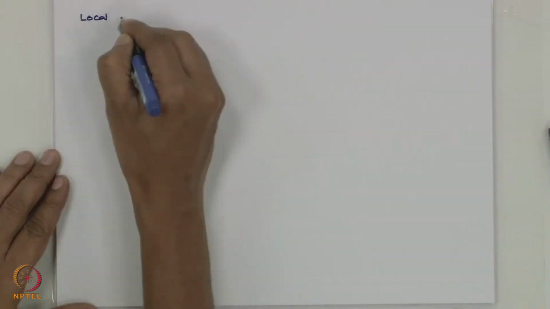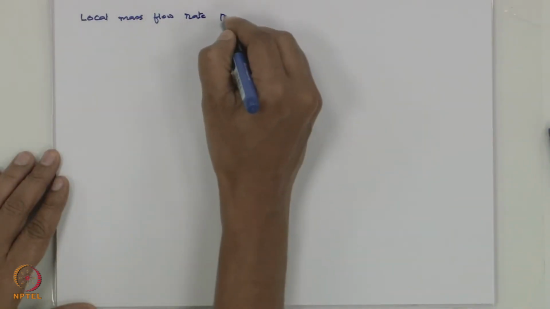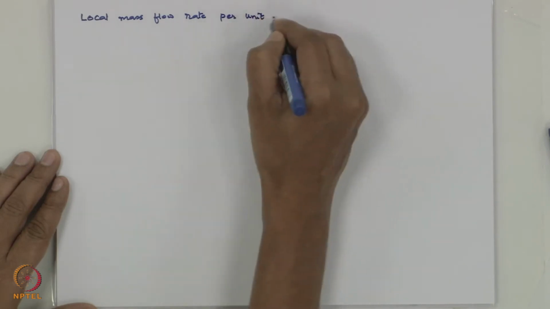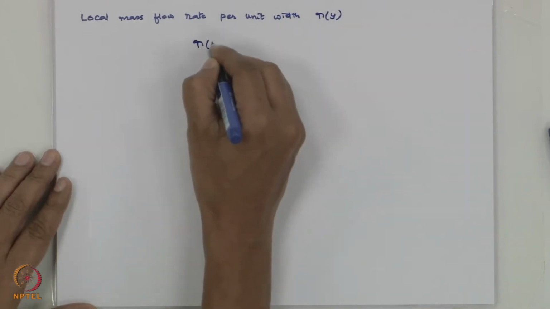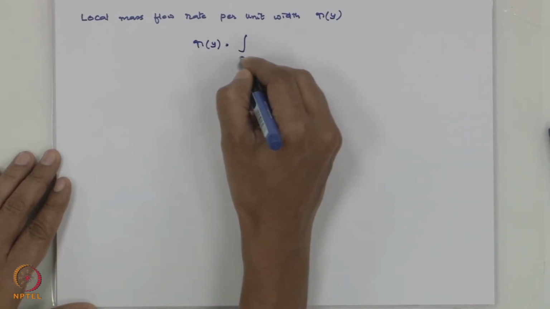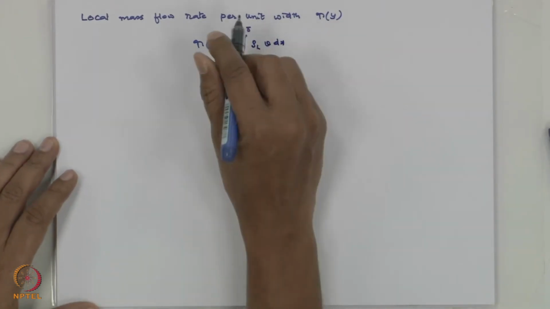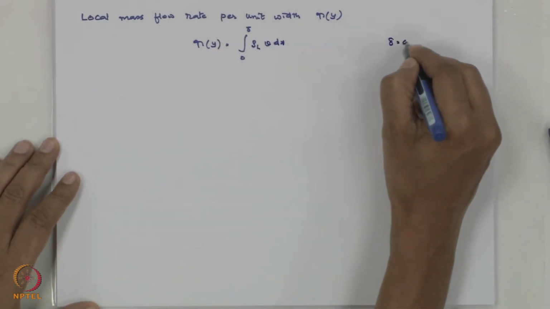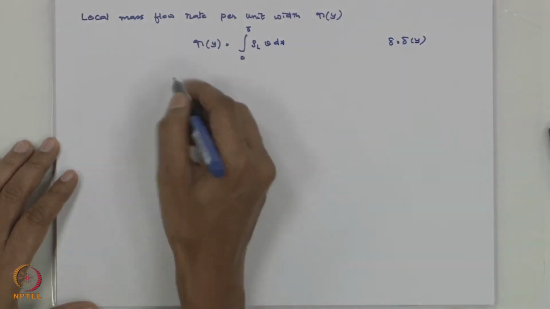Hello everyone, we will be starting with the condensation derivation where we left. So that is the local mass flow rate per unit width, given by gamma of y. So gamma of y equal to integral from 0 to delta of rho L V dx, because delta itself is a function of y, but at a given y we are integrating over complete x.